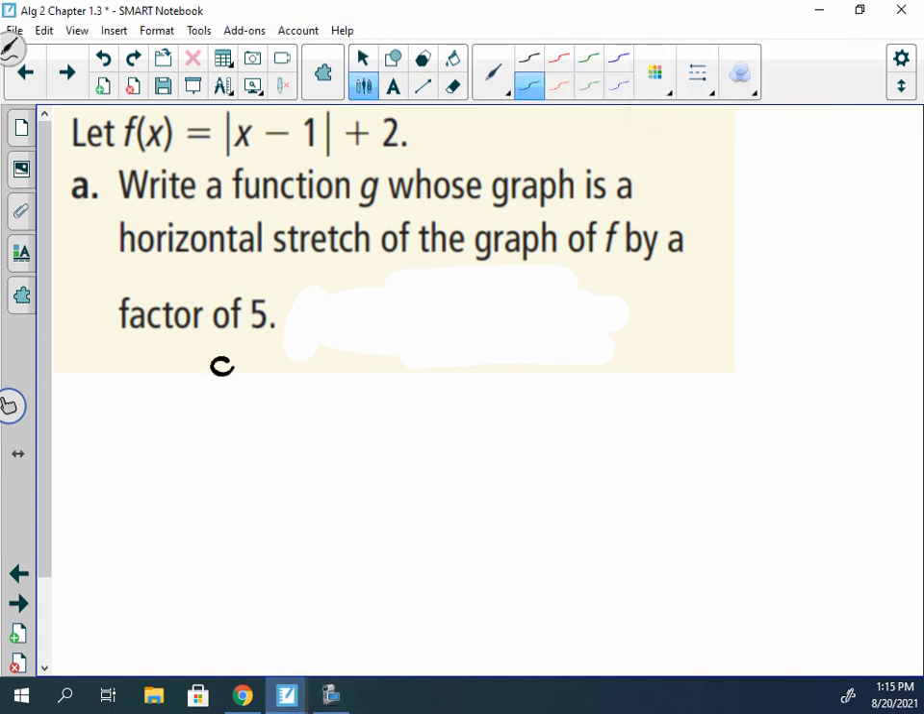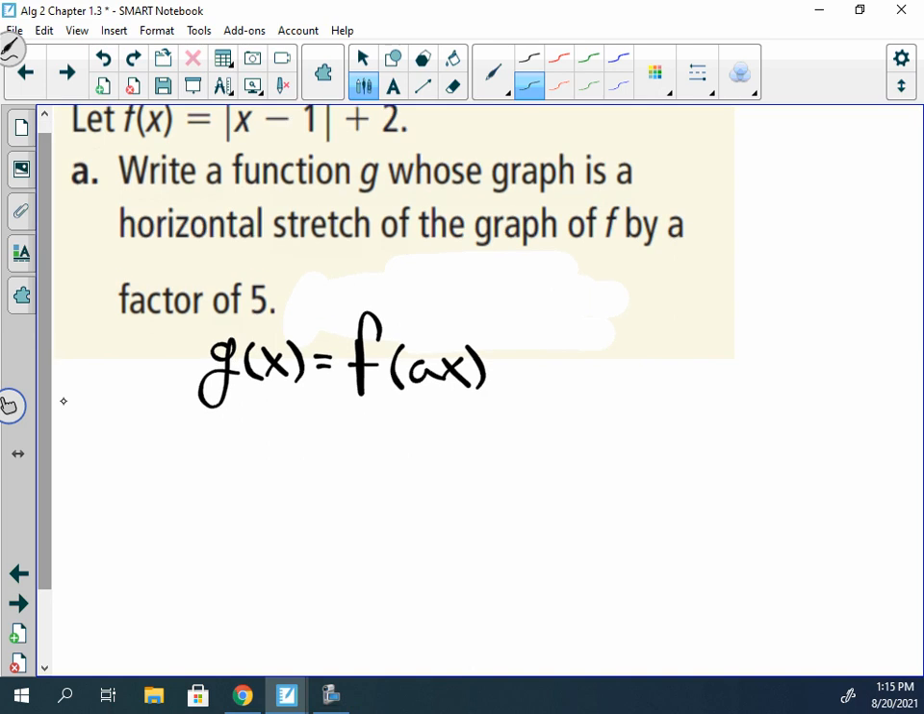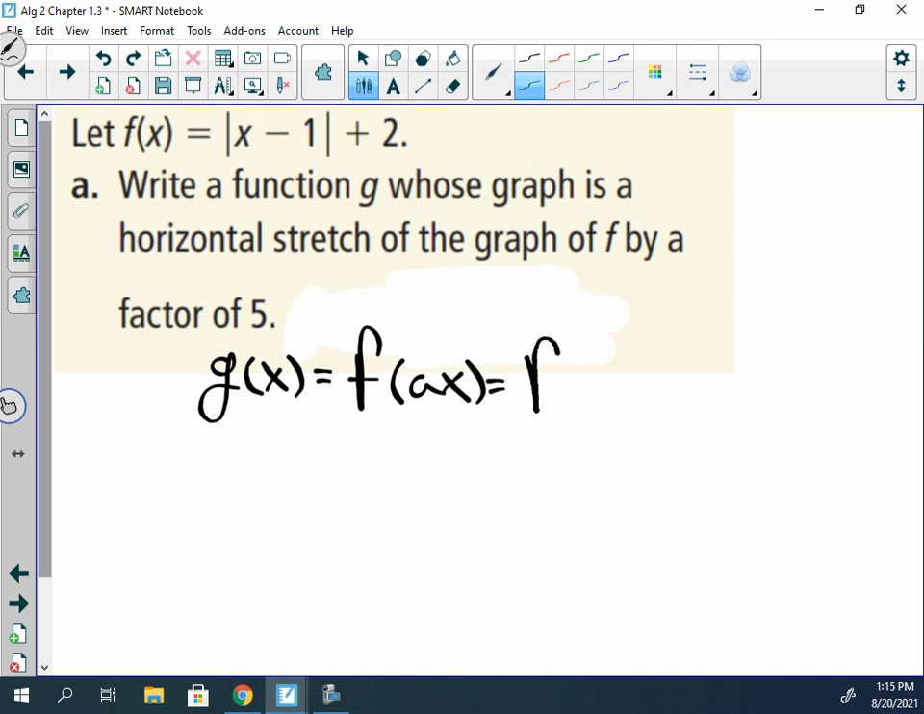So we're still using g of x is equal to f of a times x. And just like before, our value of a, now they gave us 5, but we're not going to plug 5 in for a. We're plugging in 1/5. Because again, since it's horizontal stretch or shrink, we have to flip it. We have to take the reciprocal of it.